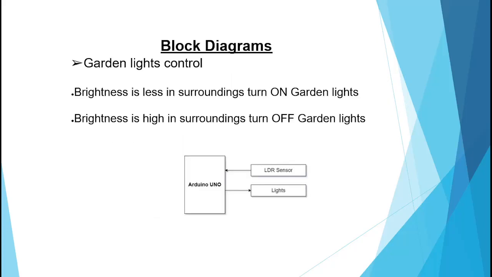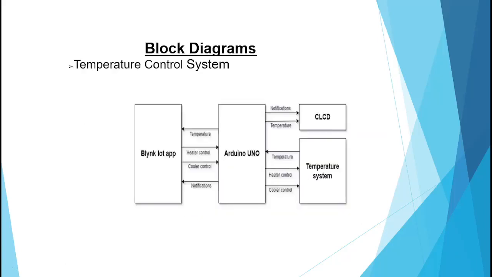Next, coming to the block diagram, we have three requirements. One is garden lights control. Whenever brightness is low in the surroundings, we are going to turn on the garden lights. Whenever brightness is high in the surroundings, we are going to turn off the garden lights. Here our microcontroller is going to read the sensor value from the LDR and vary the brightness of the LED, which resembles controlling the garden lights based on the availability of sunlight.